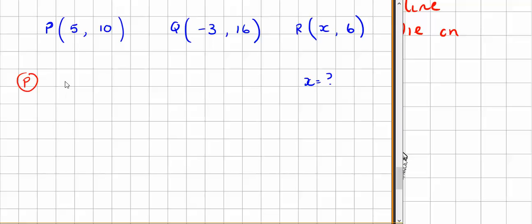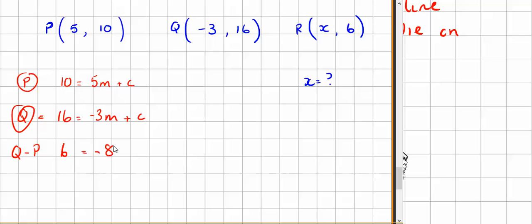So, 10 equals 5m plus C. 3... Okay. 16 equals minus 3m plus C. And then Q minus P, we're going to go Q minus P, is 6, equals minus 8m plus C.